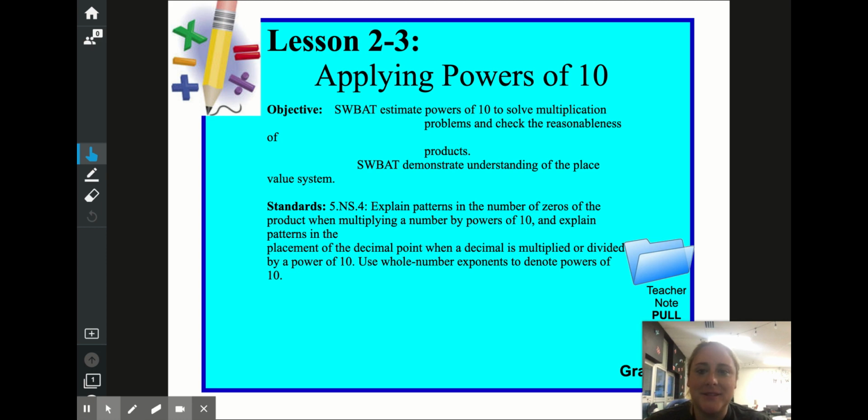Hi guys, we are ready for lesson 2-3, applying powers of 10. We're going to be able to estimate powers of 10 to solve multiplication problems and check the reasonableness of products. And we're also going to be able to demonstrate understanding of the place value system.